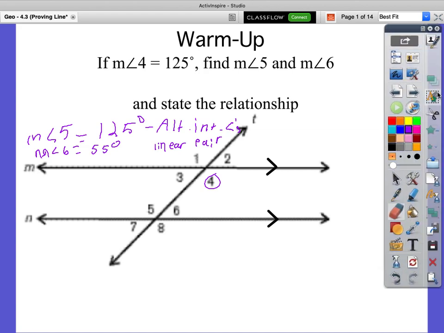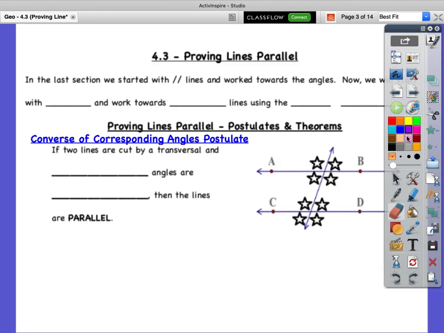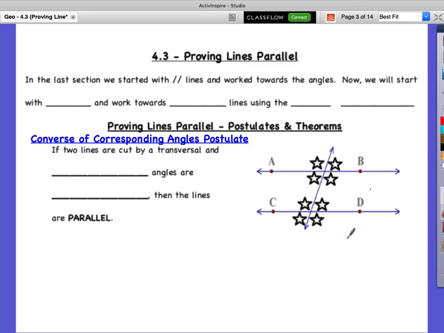So what happened was, last section, like it says at the top of your notes, we started with parallel lines and we worked towards the angles. We started with parallel lines, we worked toward having our angle relationships. Now we're going to go the reverse direction, okay? So now we're going to start with angles and we're going to work toward parallel lines using the angle relationships to get us there.